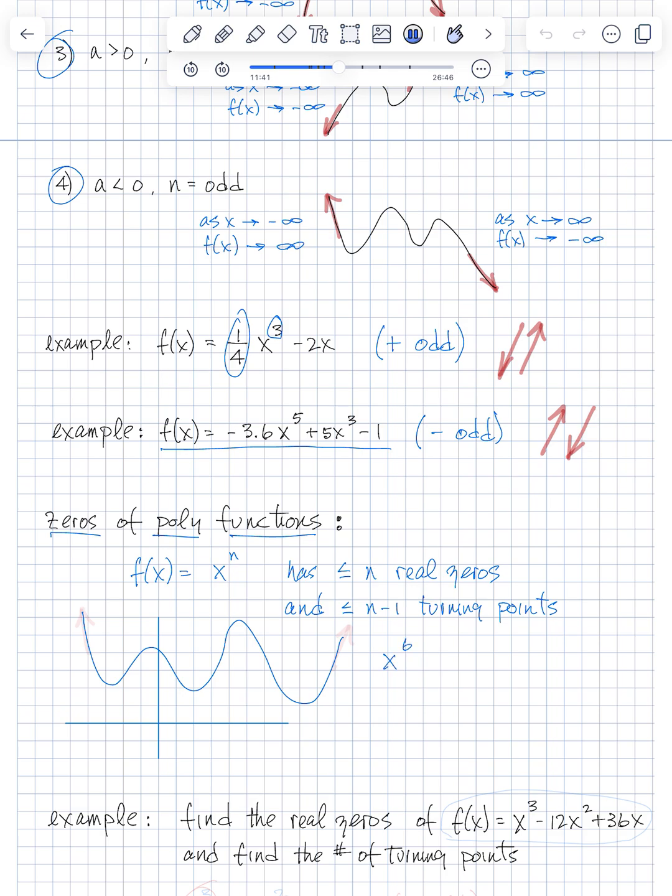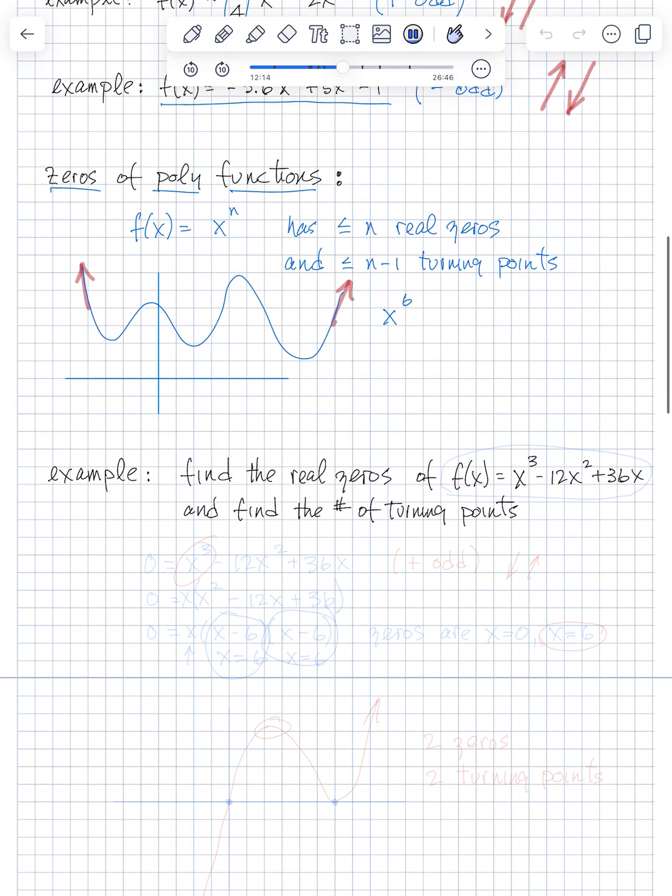We also know on the ends, if we describe the end behavior, it's going up on the left and it's also going up on the right. But this doesn't have any real zeros because nowhere does the graph cross the x-axis. That's where you have real zeros. And so this particular function has zero real zeros.